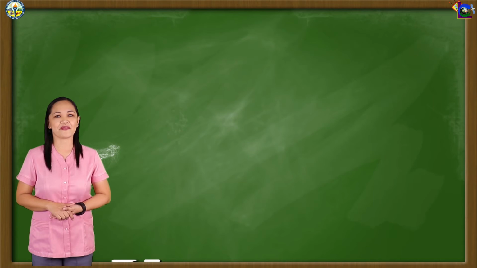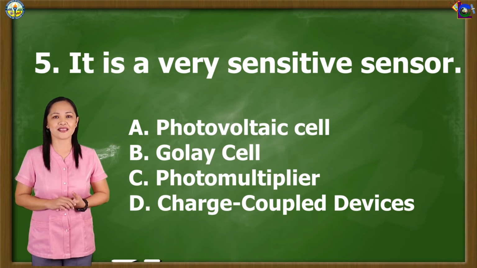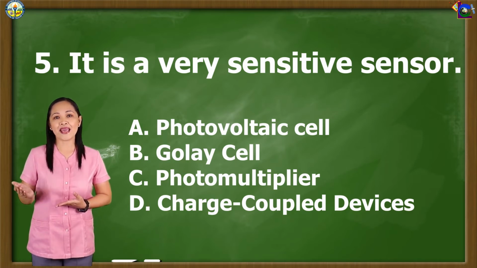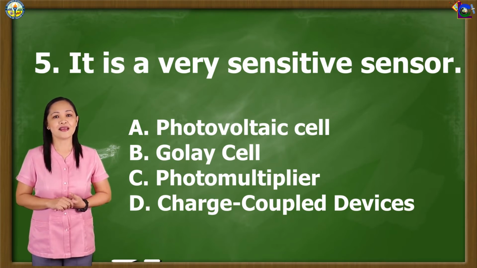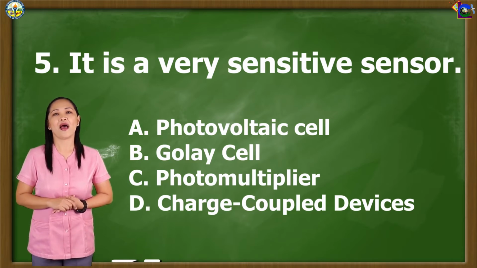Question number 5. It is a very sensitive sensor. A, photovoltaic cell. B, Golay cell. C, photomultiplier. D, charge-coupled devices. The correct answer is letter D.